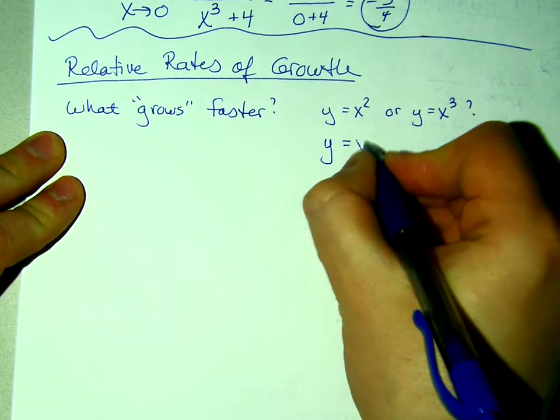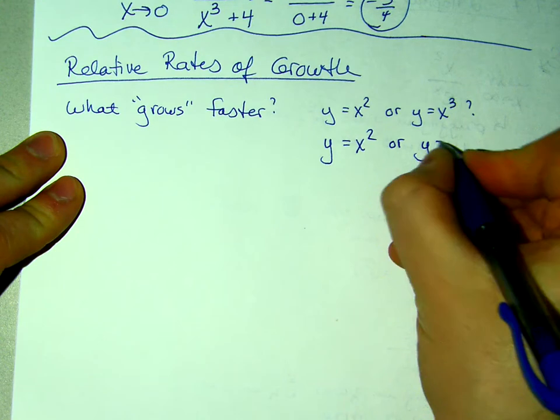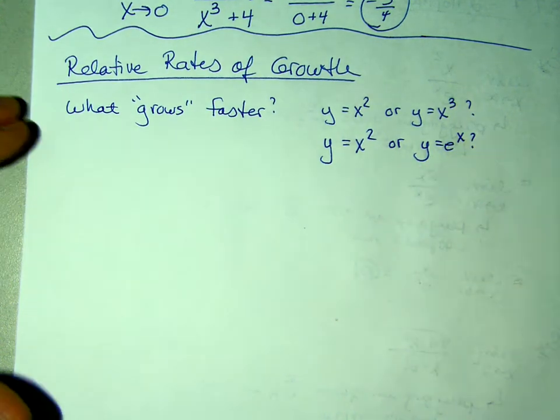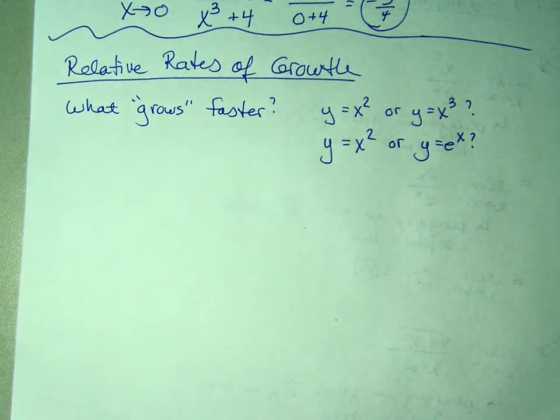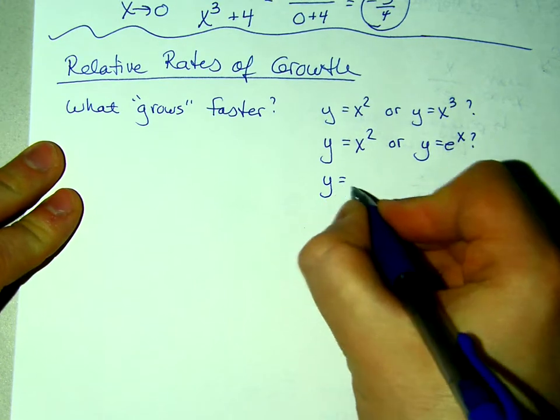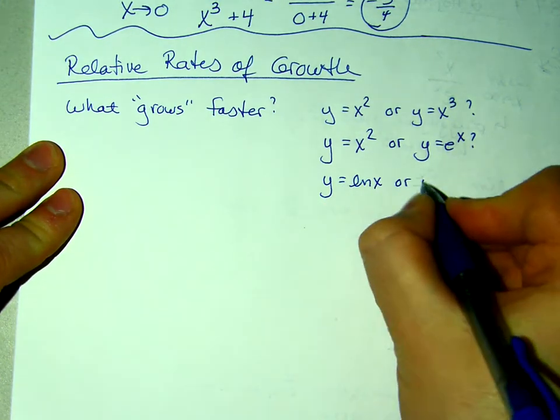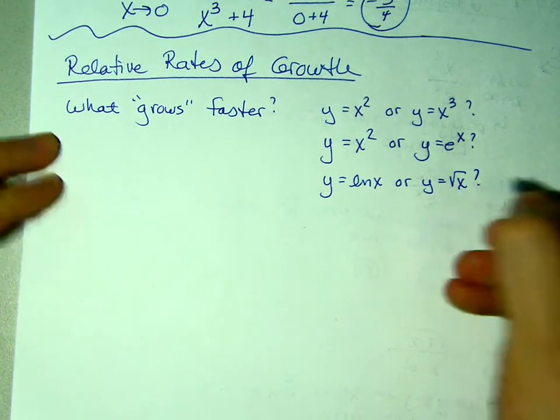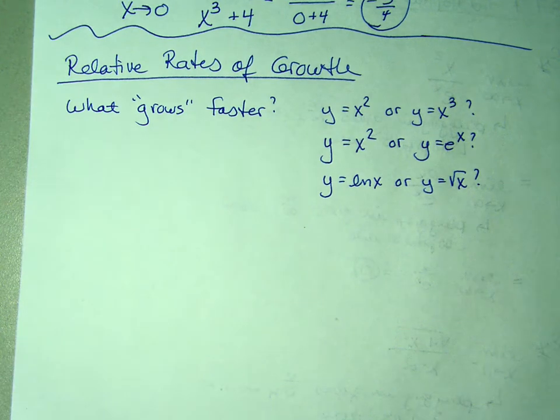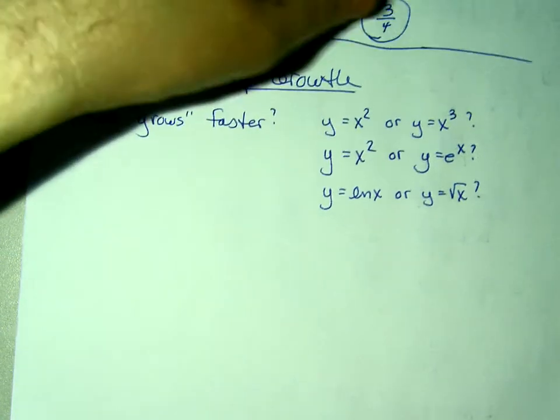What about y equals x squared or y equals e to the x? I don't know. Maybe e to the x? Okay. What about y equals the natural log of x or y equals the square root of x? What grows faster there? Well, those are both answers. One person said square root of x, one person said natural log of x. So we need to define what it actually means for a function to grow faster than something else.